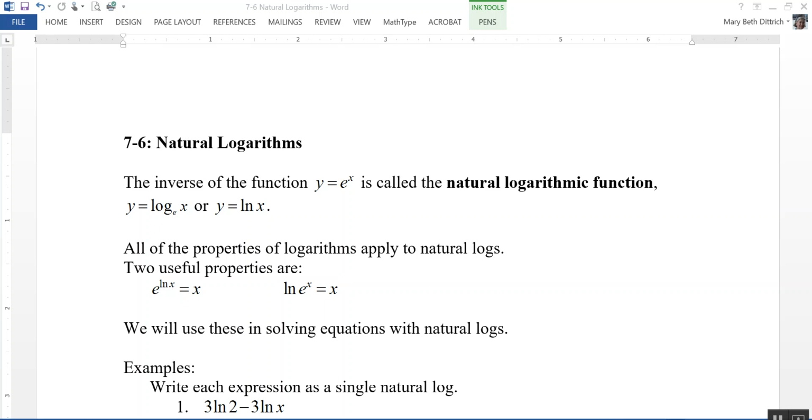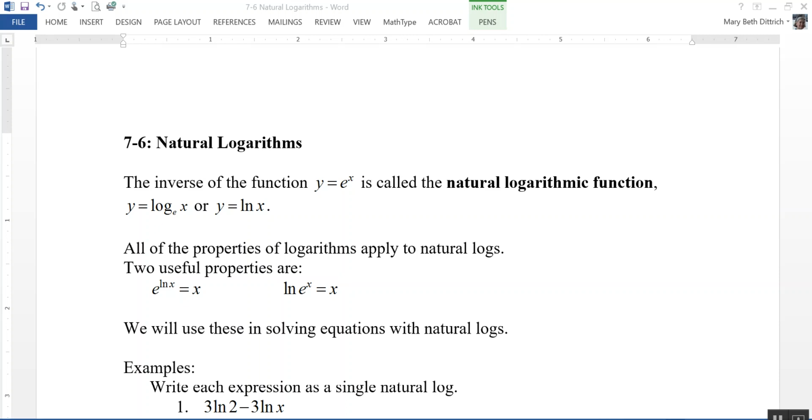Section 7.6 is on natural logarithms. The inverse of the function y equals e to the x is called the natural logarithmic function. It's written as y equals log base e of x, or y equals the natural log of x, and we abbreviate that ln. All of the properties of logarithms that we saw in previous sections also apply to natural logs.